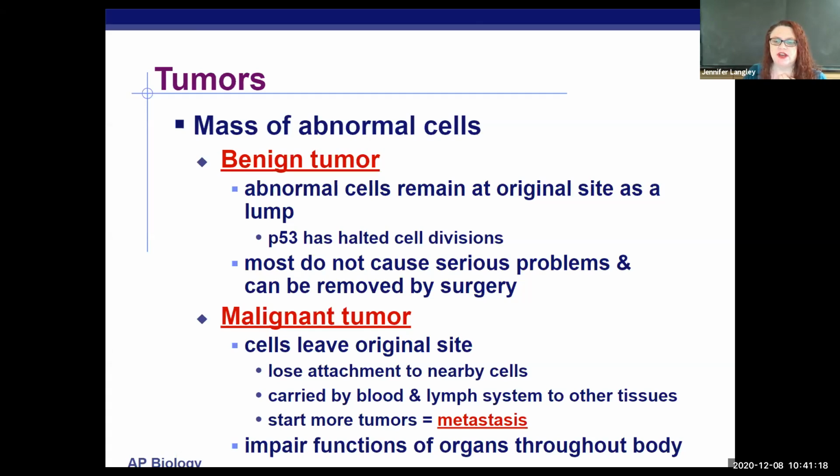It impairs functions of organs throughout the body. So you can actually have these float, and when they stick somewhere, they start growing there. So you can have cancer that travels throughout the body, and now all of a sudden you have tumors growing in the lungs, in the liver, in the pancreas, in the intestines, and it causes these things to start shutting down.